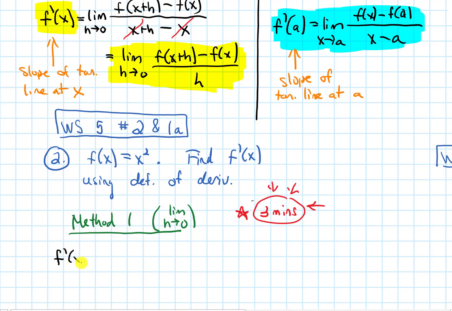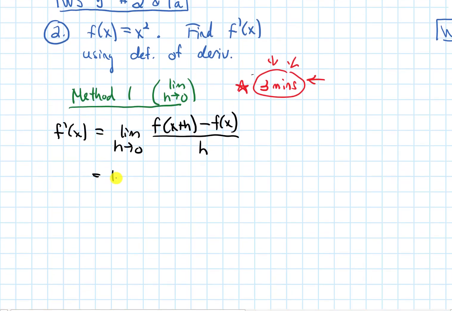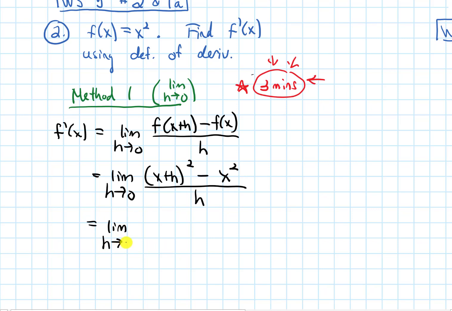So our derivative f prime of x equals the limit as h approaches 0 of f of x plus h minus f of x all over h. So if we evaluate this now, we have the limit as h approaches 0. When I plug x plus h into my function for the x, we'll get x plus h squared. And then f of x, we know is x squared. So we have that all over the h.